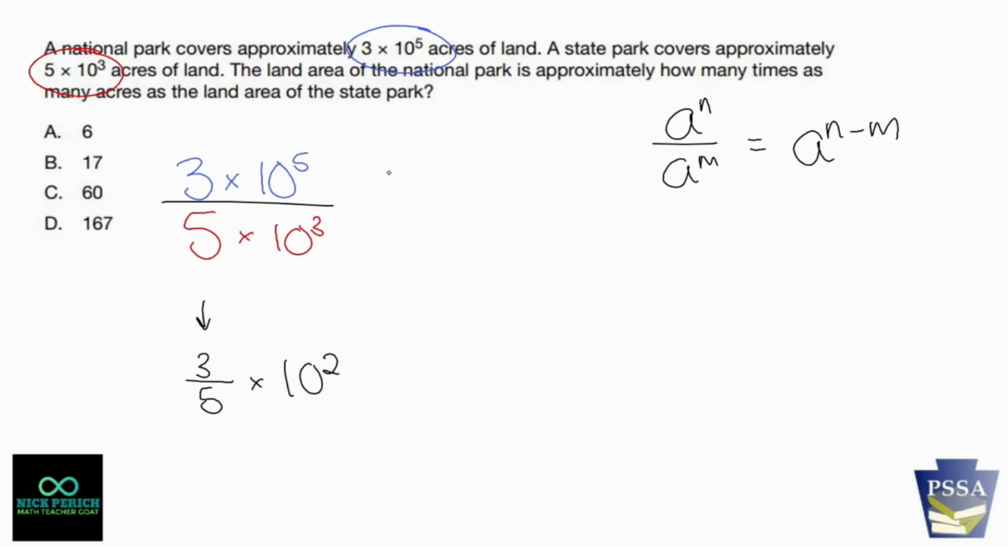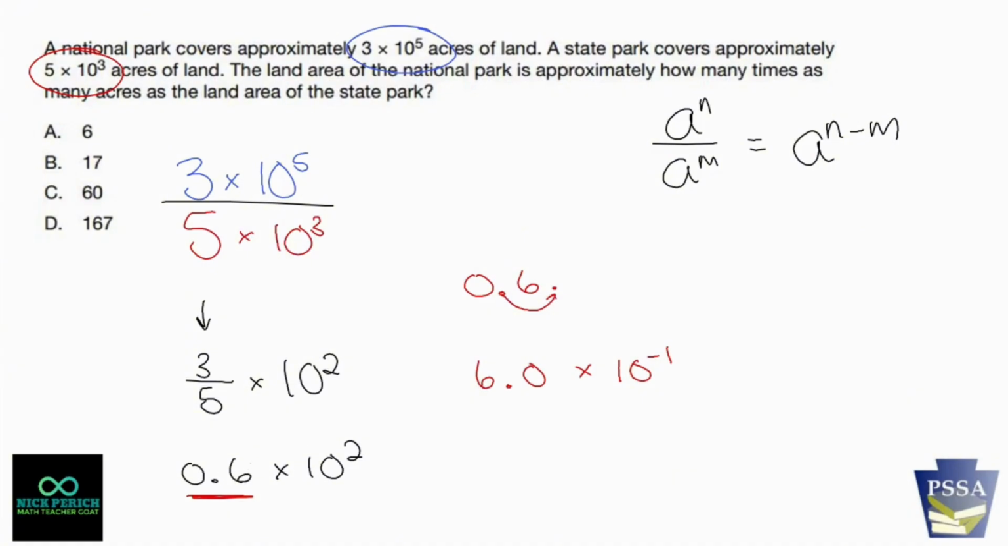Now, if this was scientific notation, I would think, okay, 3 over 5 is 0.6, so 0.6 times 10 squared. Now, this is still not scientific notation because 0.6 is too small. So what I'm going to do is put 0.6 right here. I'm going to move the decimal to the right once to make it 6.0, and if I move it to the right, I have to multiply by 10 to the negative 1. 6.0 times 10 to the negative 1 is 0.6.